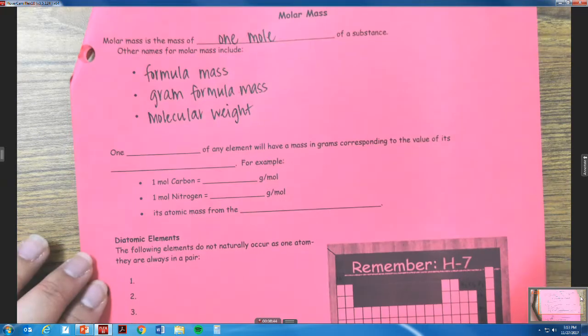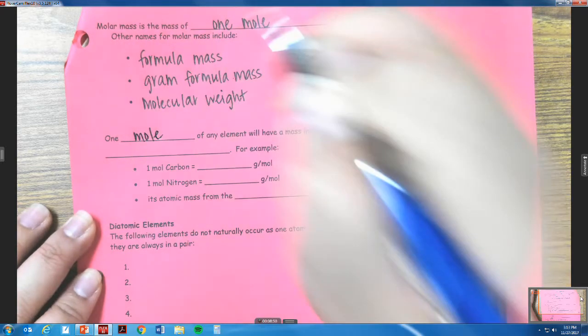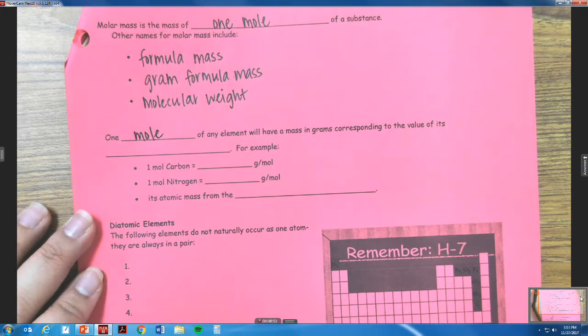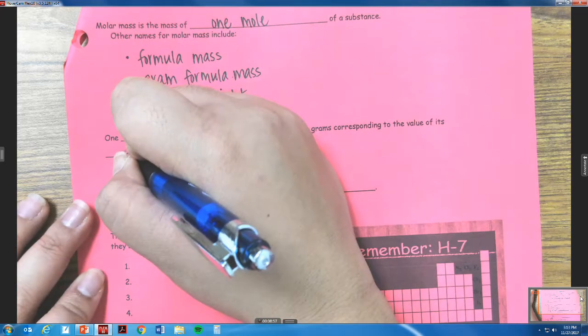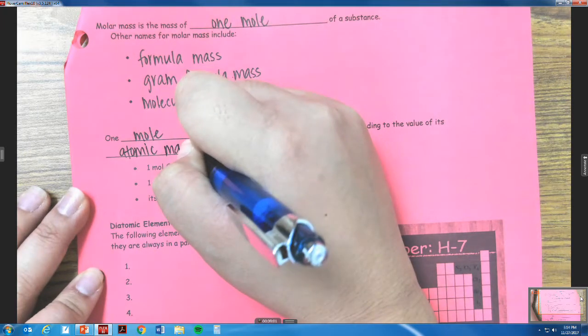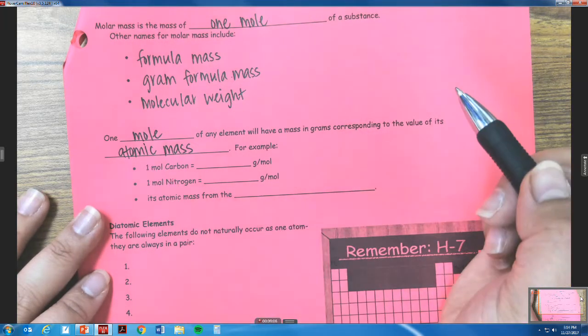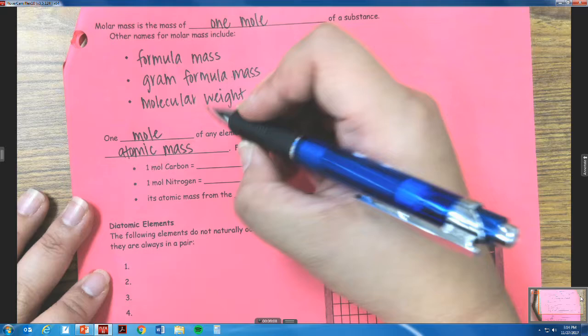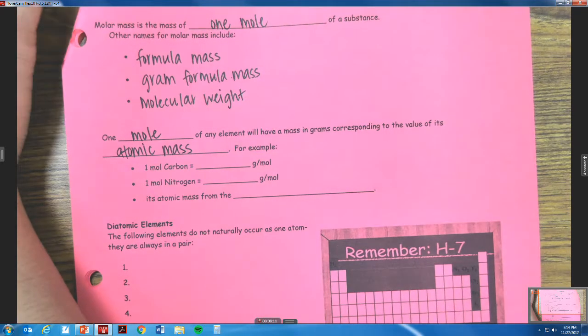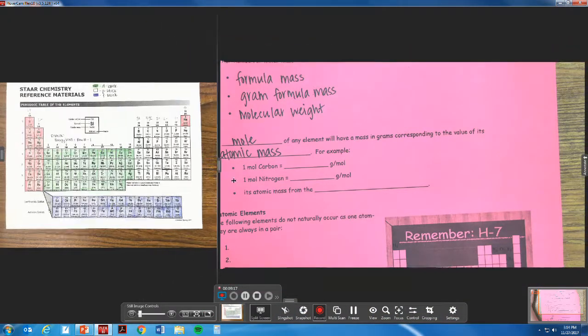So 1 mole of any element will have a mass in grams corresponding to the value of its atomic mass. Remember, you can find your atomic mass on the periodic table. For example, 1 mole of carbon is going to equal what? Let's go ahead and take a look at our periodic table.